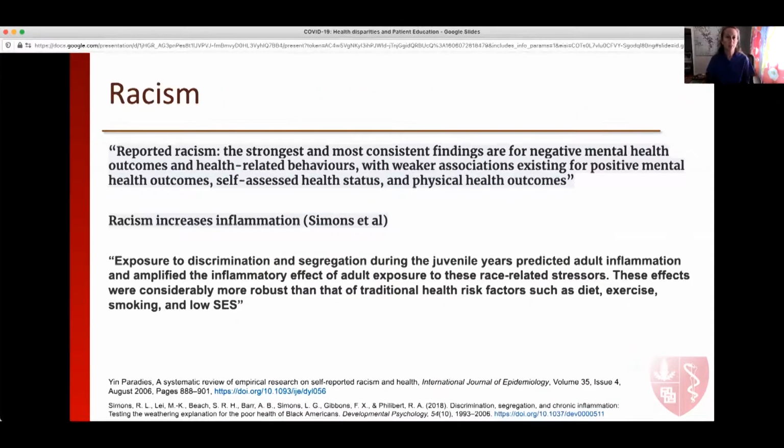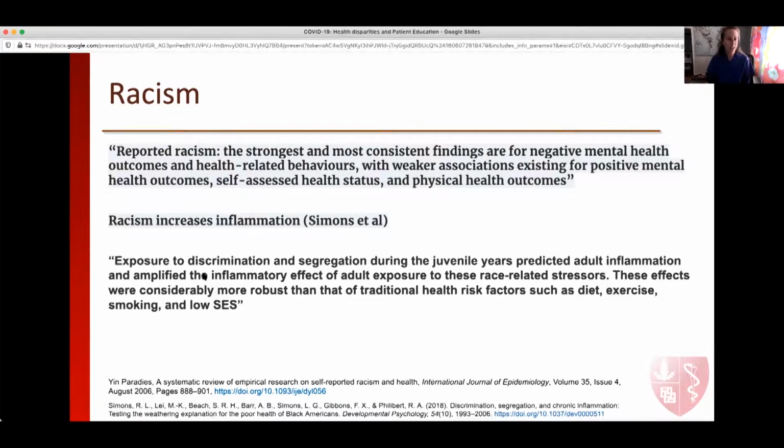I want to talk specifically about racism. There's very interesting research out there that strongly shows that racism itself makes people sick. One study interviewed people and asked about their experiences of racism. Higher rates of racism were associated with worse mental health outcomes, health status, and physical health outcomes. Another study showed specifically that experiencing racism in life increases your level of inflammation. This happens even if you experience racism in your youth, which predicts worse outcomes in your adult years.